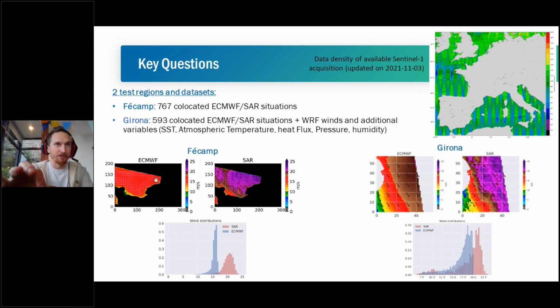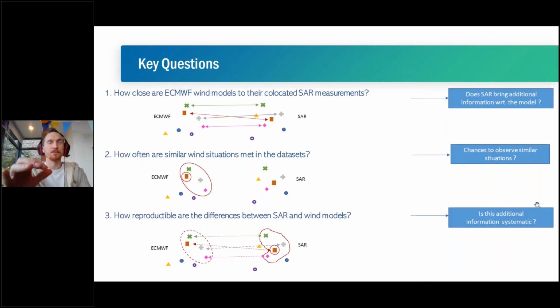So typically we have two cases of very different winds between ECMWF and SAR, and the wind distribution shows you the very different wind measurements that we have in between the two, and the same for the case of Girona. So even though collocated within 30 minutes, we can have very different wind measurements and model outputs.